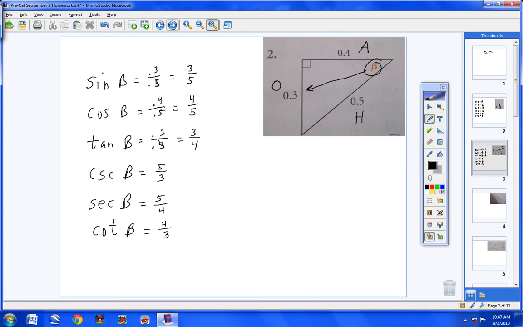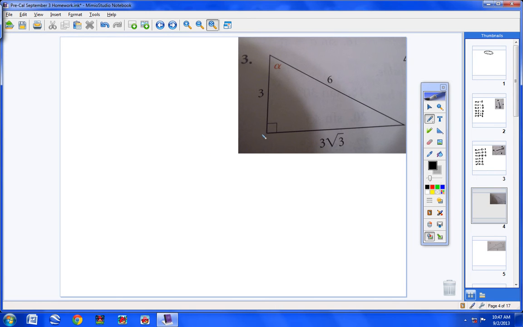Not too bad. Okay, problem number 3. This is the angle we're dealing with. So I'm going to go straight across over here and call this my opposite side. Here's my right angle. I'm going to go straight across and call this my hypotenuse side. And the only side left is 3. That's my adjacent side. Okay?